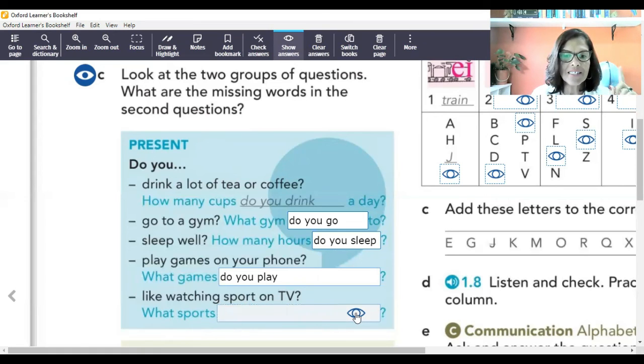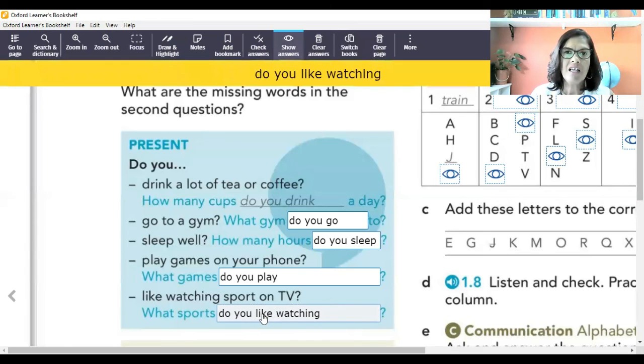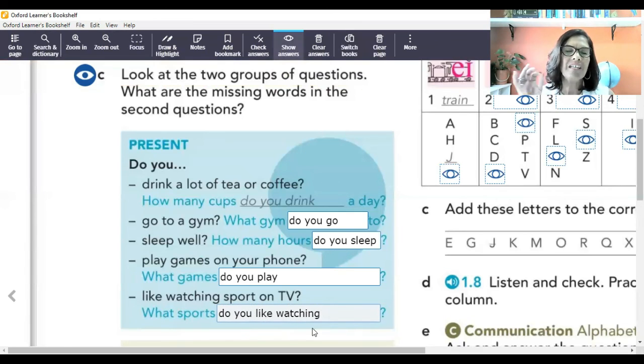Yeah, simple present. Do you watch? Do you like watching? Okay, both are correct. What sport do you watch? What sport do you like watching? Yeah, if you use like here, so watching has to be here with ing. Okay, so this is to keep the conversation going.